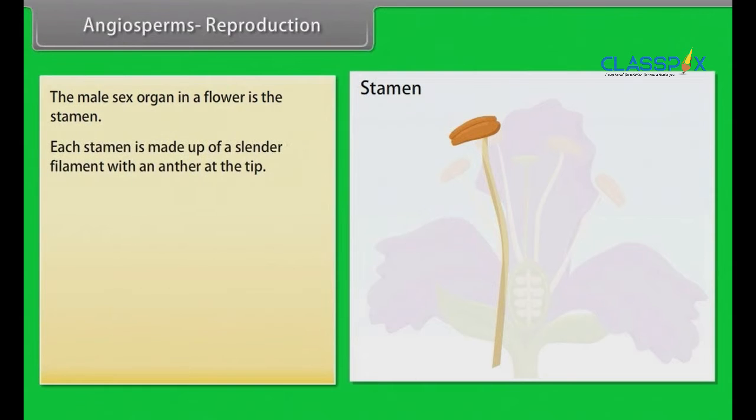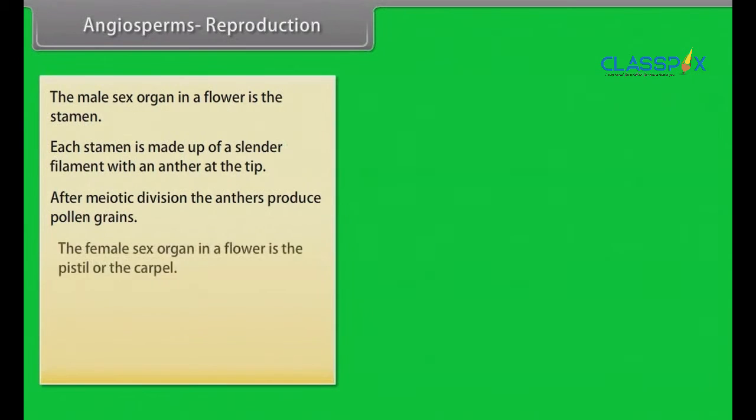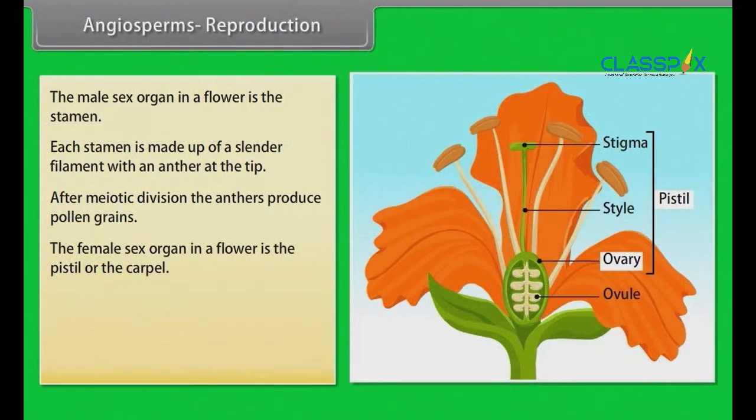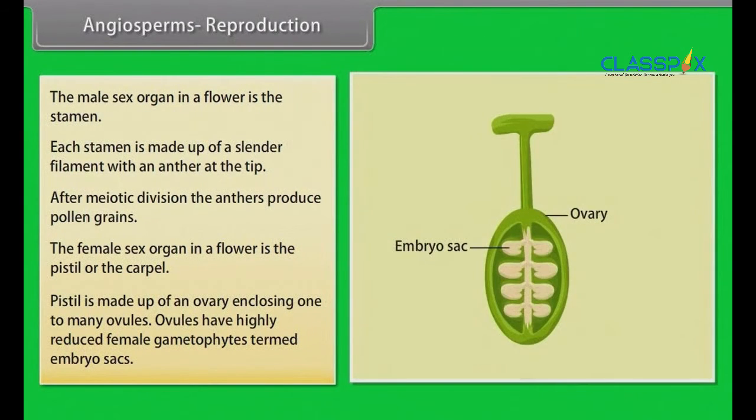Each stamen is made up of a slender filament with an anther at the tip. After meiotic division, the anthers produce pollen grains. The female sex organ in a flower is the pistil or the carpel. Pistil is made up of an ovary enclosing one to many ovules. Ovules have highly reduced female gametophytes termed embryo sacs.